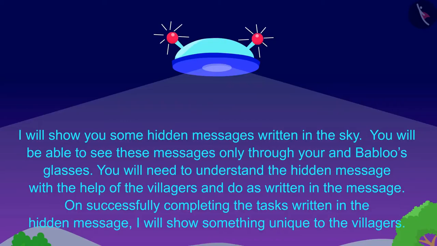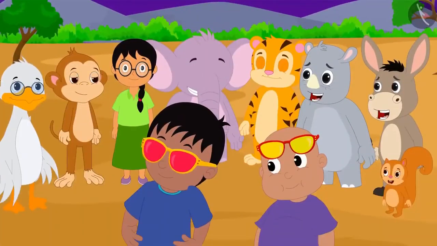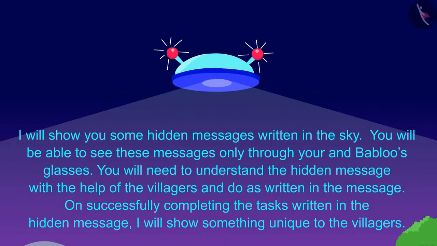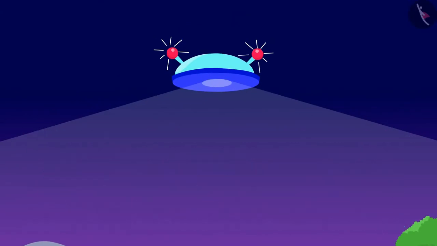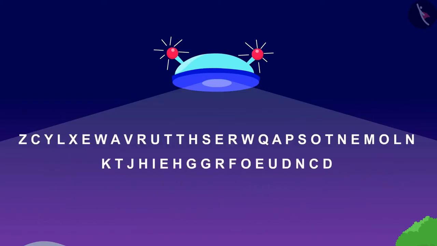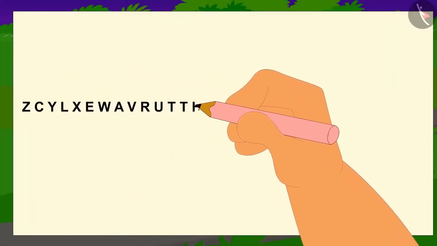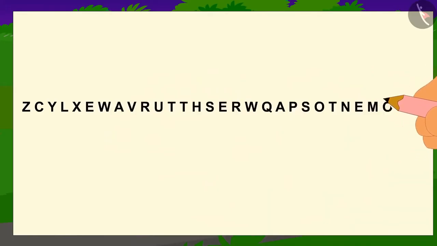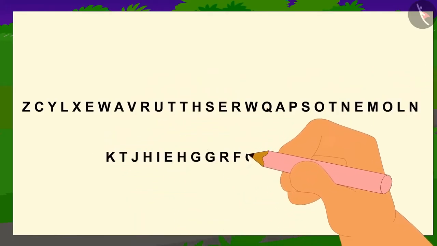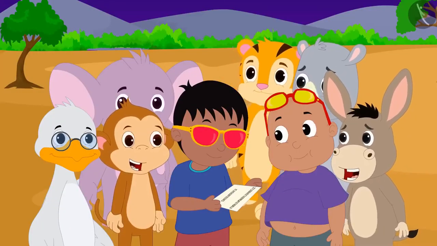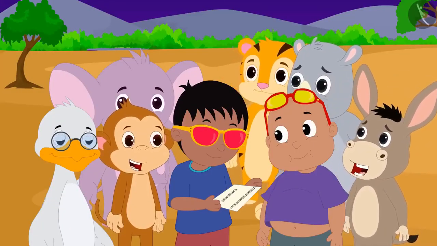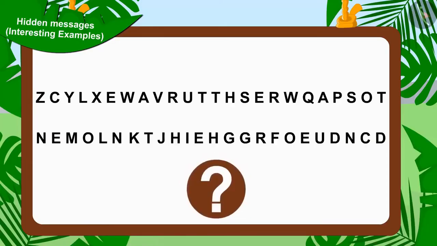Raju read out this message to all the villagers. After the message was completed, it disappeared. And such a hidden message appeared in its place. Raju wrote the first hidden message on a piece of paper and showed it to the villagers. All the villagers got together to solve that hidden message. Children, can you solve this hidden message? If you wish to, you can stop the video and find the answer.